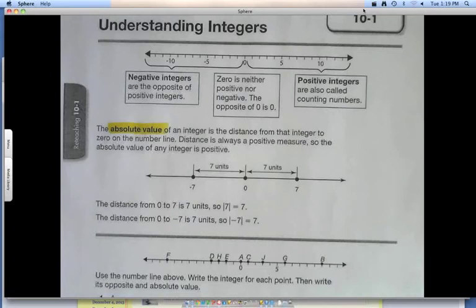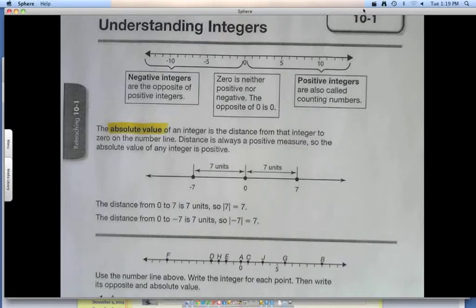So whether you are looking for the absolute value of -7 or 7, it is going to be 7, because 7 is the distance from 0, whether you are going to the left to get -7 or to the right to get +7. It is always going to be 7 units.